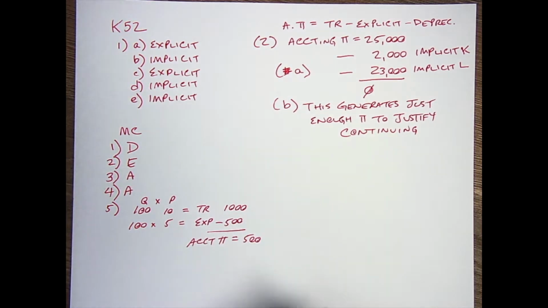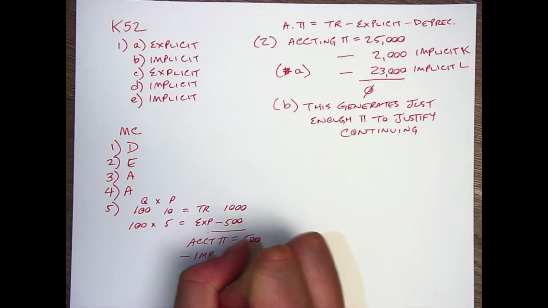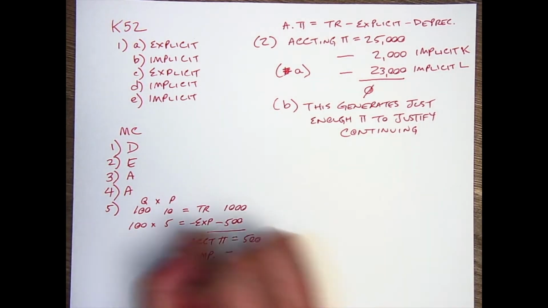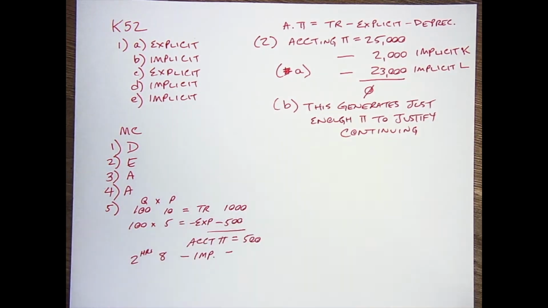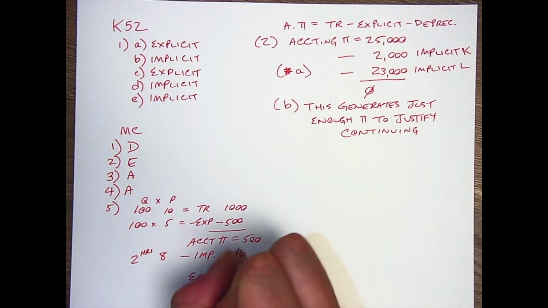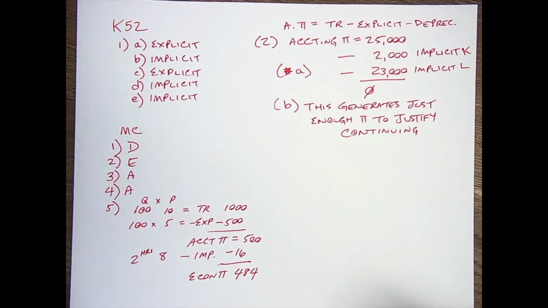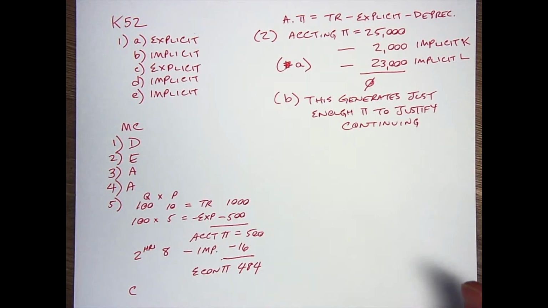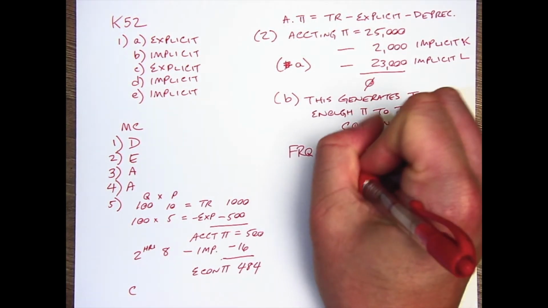And then you know that if your accounting profit's 500, you subtract your implicit costs, and your implicit costs are the 2 hours that you could have spent earning $8 an hour, so that's 16. So your economic profit is 484. So the correct answer there is C. Okay. So now we're going to take a look at the second free response question, FRQ number 2.